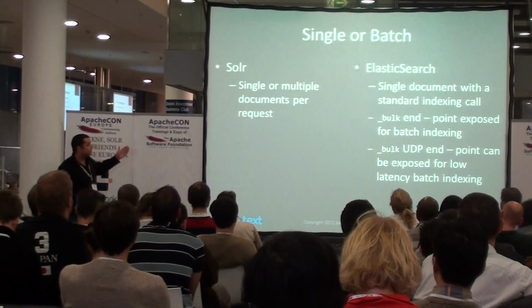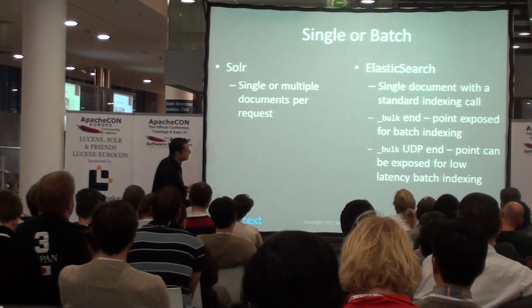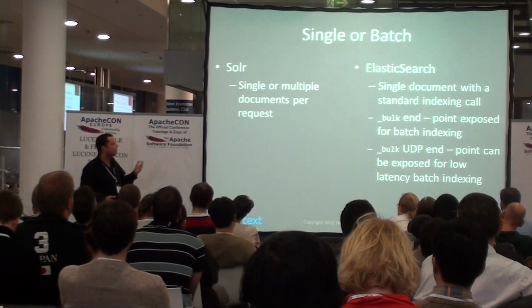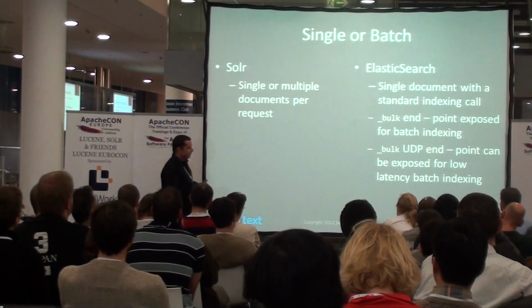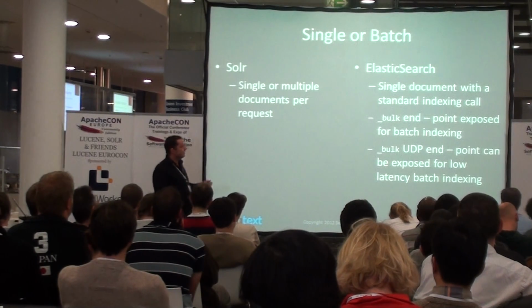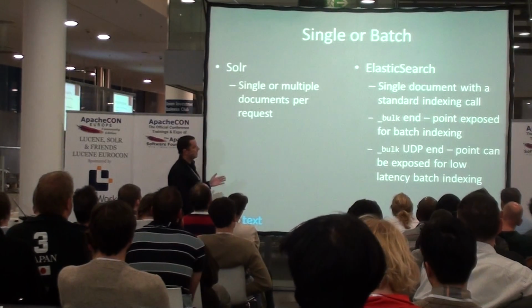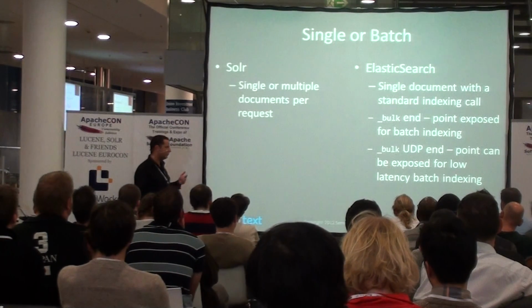Single or batch. As you know, Solr can, in a single indexing request, add multiple documents per request. It's not a problem. Single or multiple documents in a request, just an XML or a JSON, and you send it. In Elasticsearch, a standard indexing request is a single document per request, but you have two endpoints.